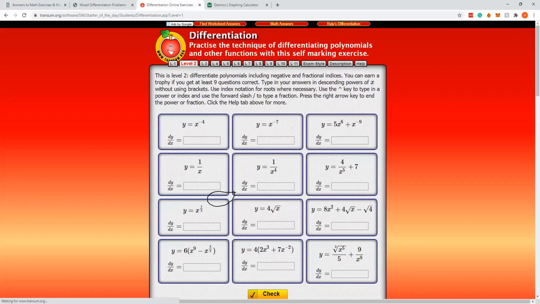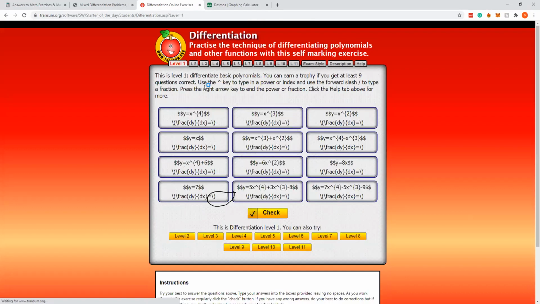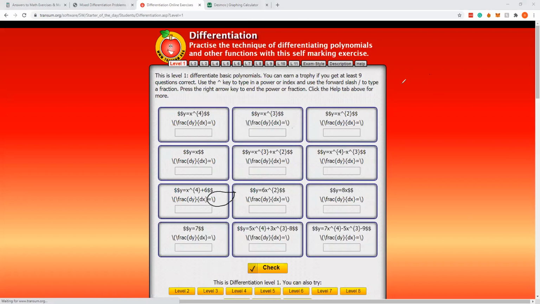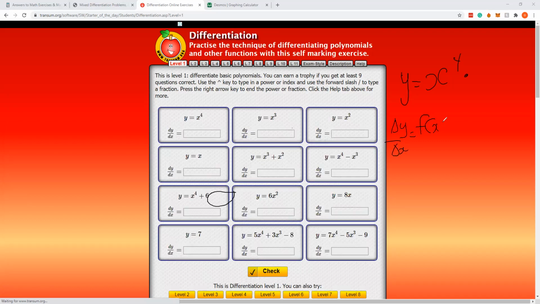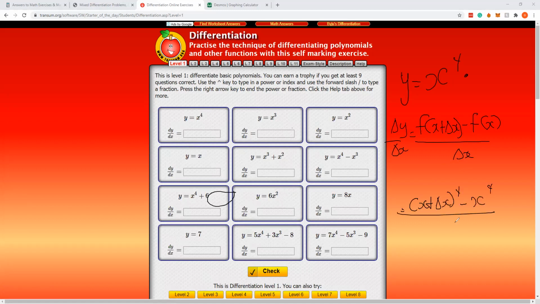Let's say y equals x to the power 4. How do we differentiate this using the first principle? So we'll bring out our equation again. We have dy/dx equals f(x plus delta x) minus f(x) over delta x. So here we have (x plus delta x) to the power 4 minus x to the power 4 over delta x.